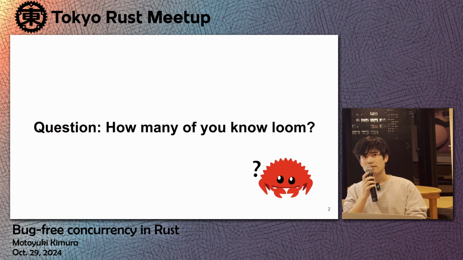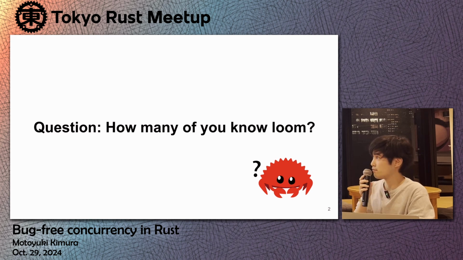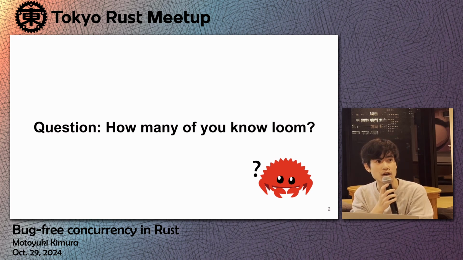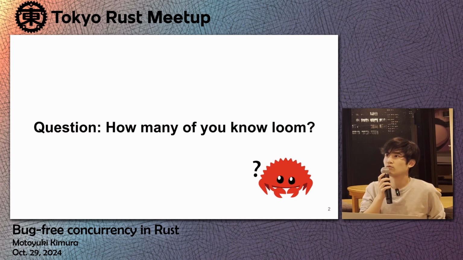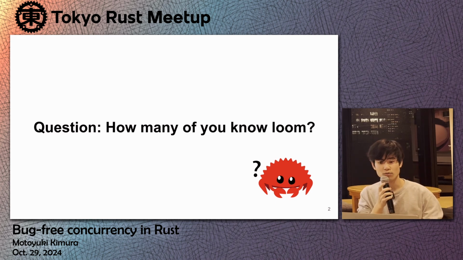One thing I want to mention here is that Tokio has a lot of crates other than the Tokio crate itself. We have the tracing crate, the Tokio console crate, the bytes crate, and, more importantly, the Loom crate I'm going to talk about today.